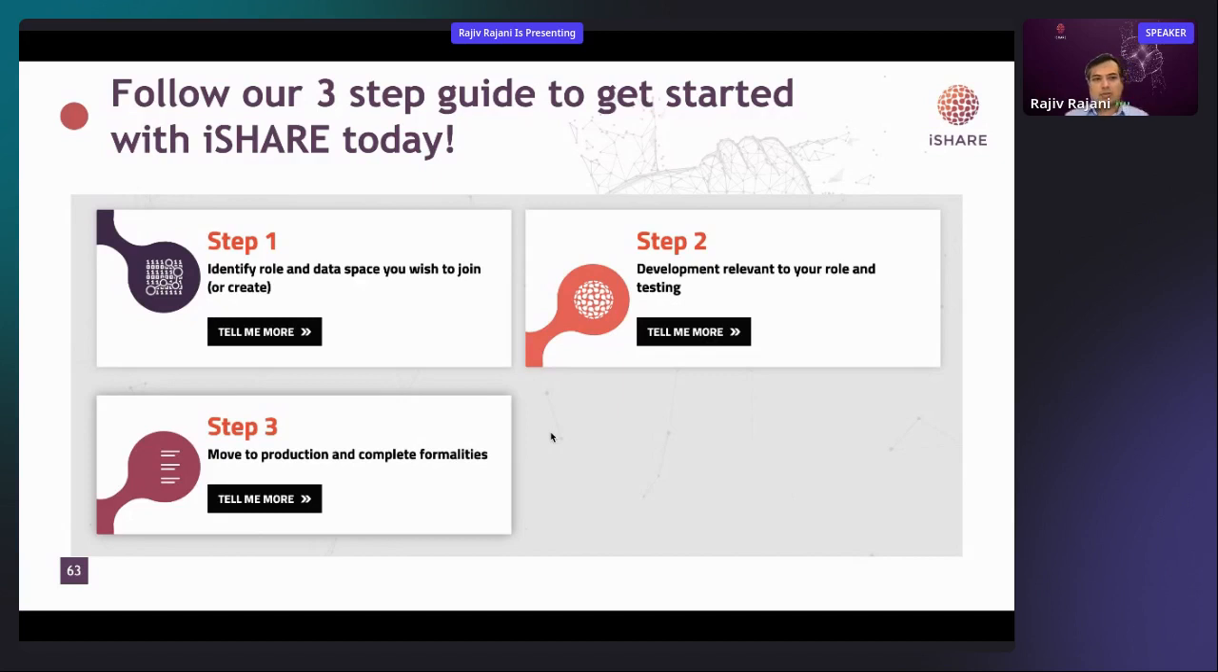And of course, last but not least, when you are all done and your proof of concept is ready in your test environment, you can move to production by completing all the formalities that are needed. And then you can start sharing data with all the participants of iShare.